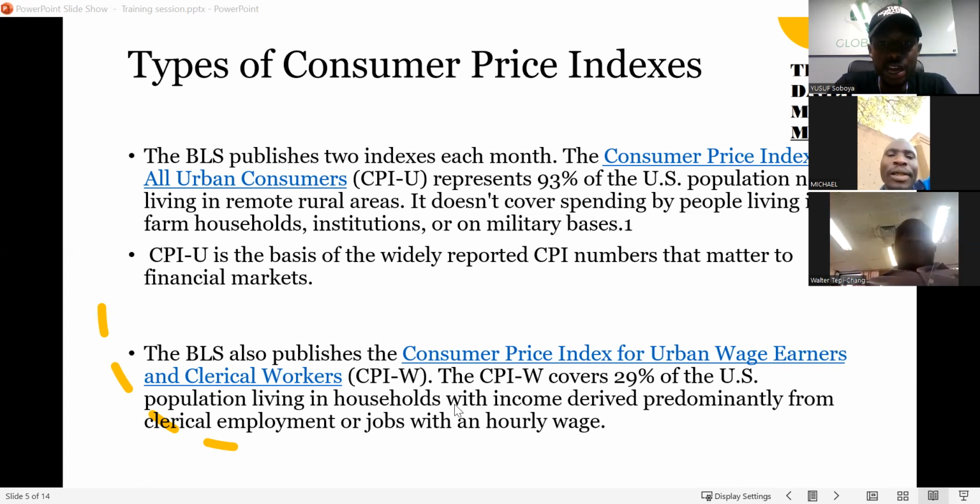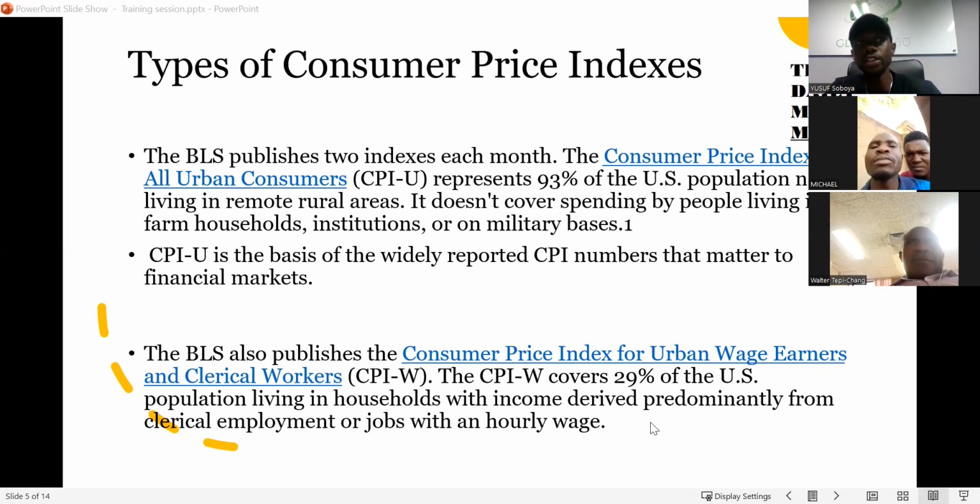So the population living in a household with income derived predominantly from clerical employment, right? So these are CPI-W, employment or jobs with an hourly wage. Okay, so these are actually like us, people who are working, who get paid every month, who get paid with their wages also calculated hourly. Yeah, so their CPI is the CPI-W. But again, when they're releasing the consumer price index, it's a combination of these two CPIs being released at one time, in a single day. Okay.